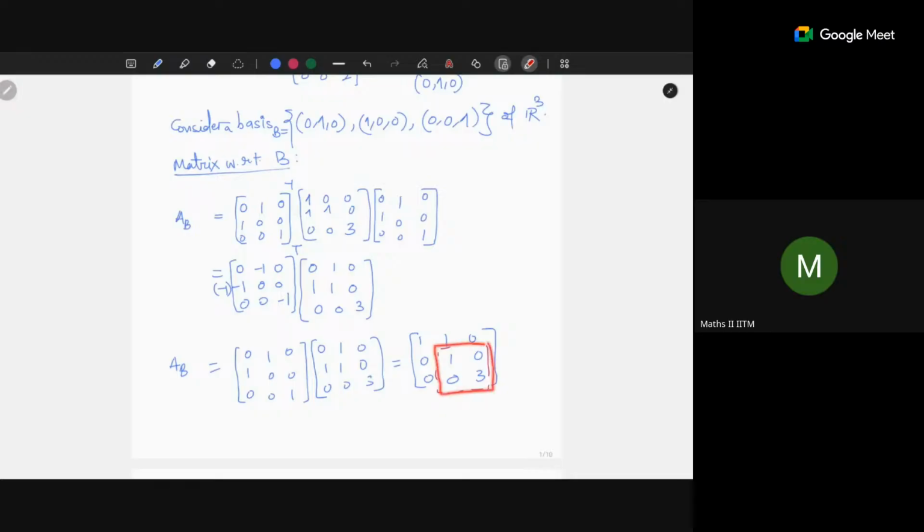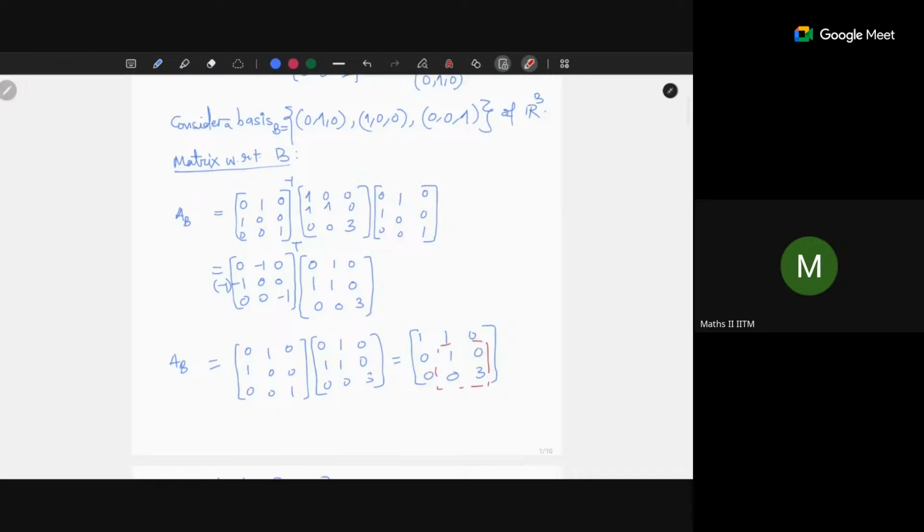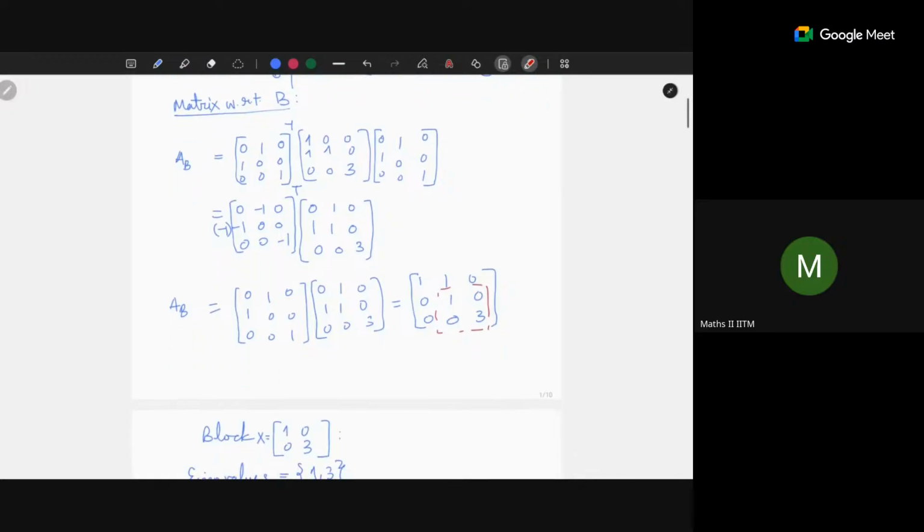So we consider this block. Now in this case, the block itself is a diagonal matrix, so we don't need to do anything more to that. But it may happen that it need not be diagonal, or there might be some non-zero entry over here. In that case, you consider this block and then you repeat this whole process.